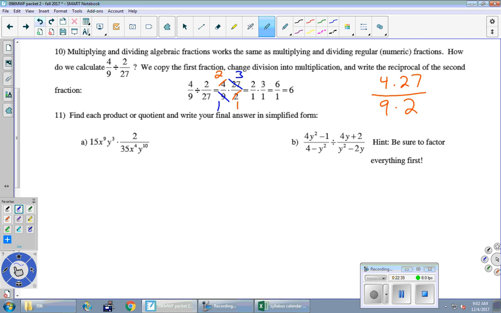But it's going to become more and more in your best interest to do this canceling first as the fractions get more complicated, because there will be x's floating around, and you're going to want to reduce as early as possible. Okay, so let's take a look at 11.